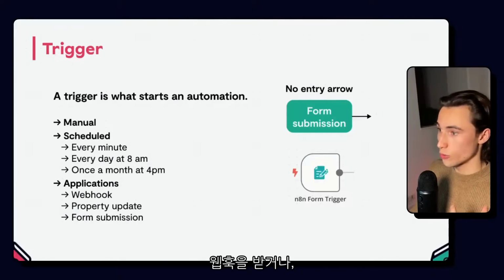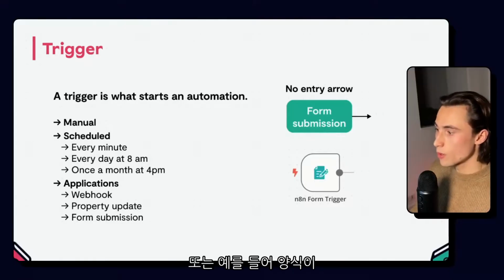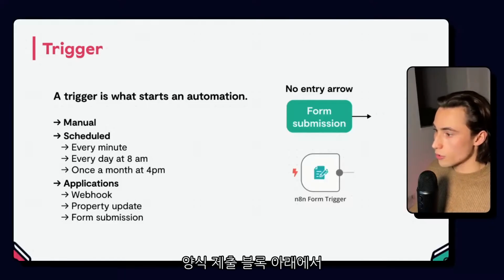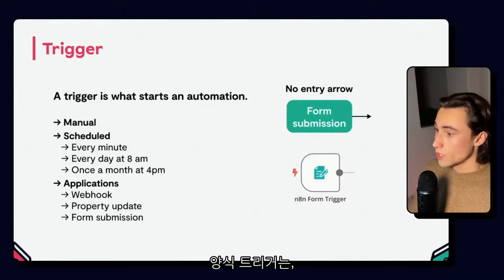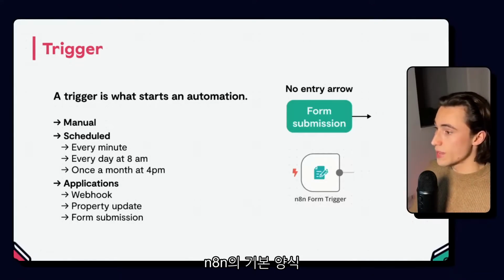We can trigger a workflow when we receive a webhook, when a property is updated in the CRM, or when, for example, a form is submitted. Under the form submission block, you can see an example of an n8n node. Here, the n8n form trigger. This allows you to trigger a workflow when a form is submitted using the native n8n form trigger.